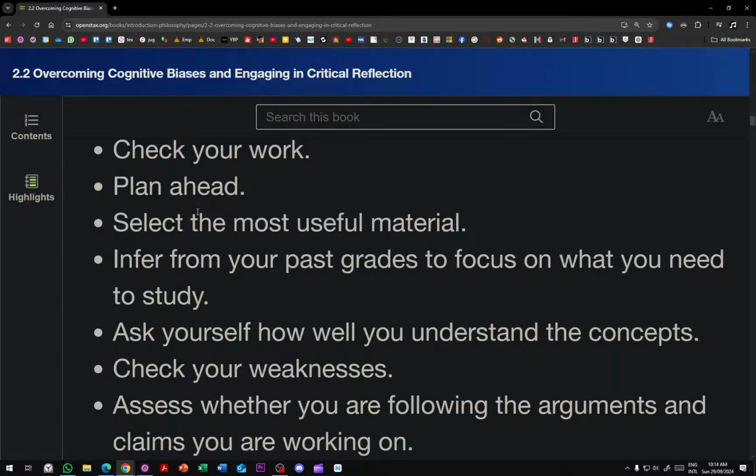Plan ahead. Infer from your past grades to focus on what you need to study. Check your weaknesses. Assess whether you are following the arguments, the claims you're working on.